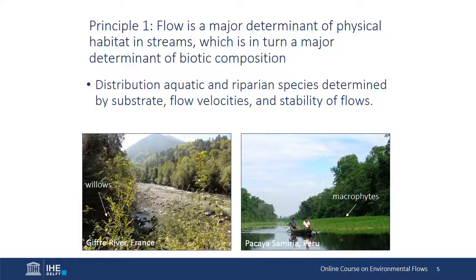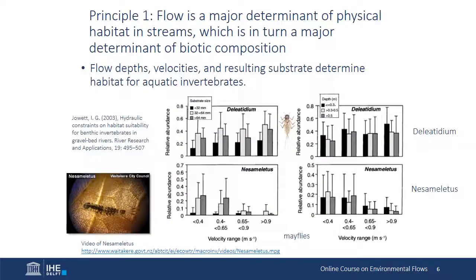Flow also strongly influences the availability of habitats for other primary producers. As we learned in the last lecture, the composition and distribution of primary producers in a system influence the community composition and structure of higher trophic levels. We learned that organisms show preferences for habitats defined by factors such as velocity, depth, and substrate grain sizes.